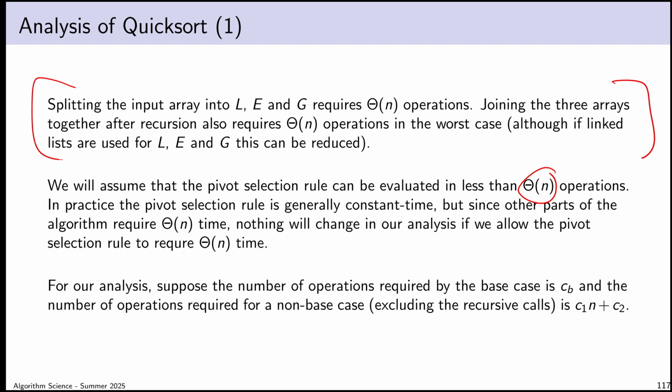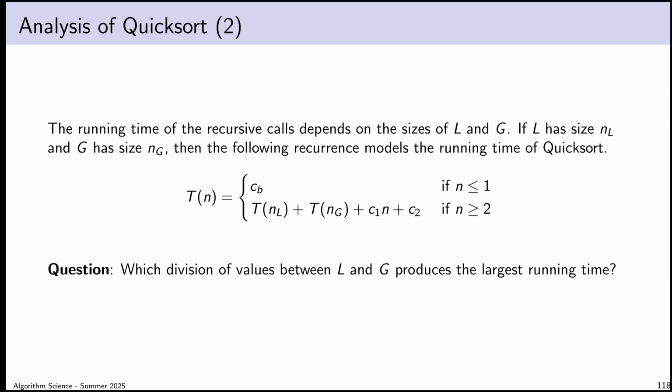So usually it's constant, but even if it's linear, it doesn't change anything because other parts of the algorithm are already linear. And so what we're going to do is, as usual, avoid doing operation counting. We're going to assume that the number of operations for the base case is just some constant CB, and then the number of operations excluding the recursive calls for the non-base cases is C1n plus C2, so some linear function of n. Well, then my recurrence looks like this.